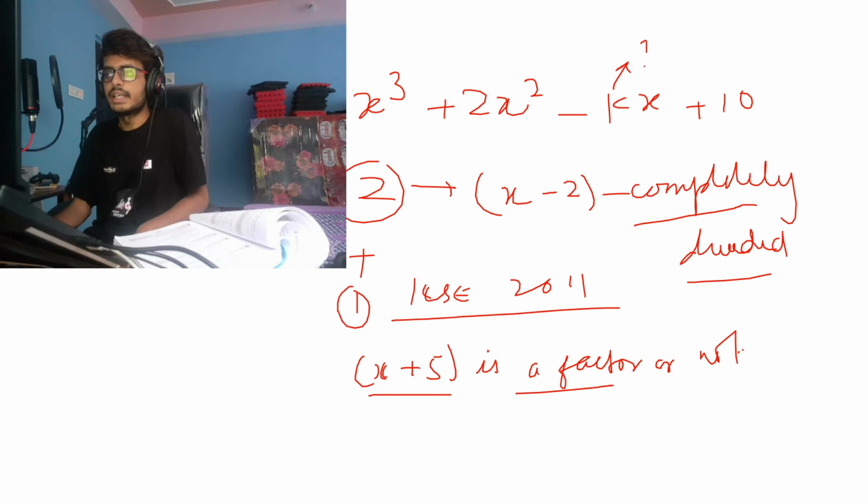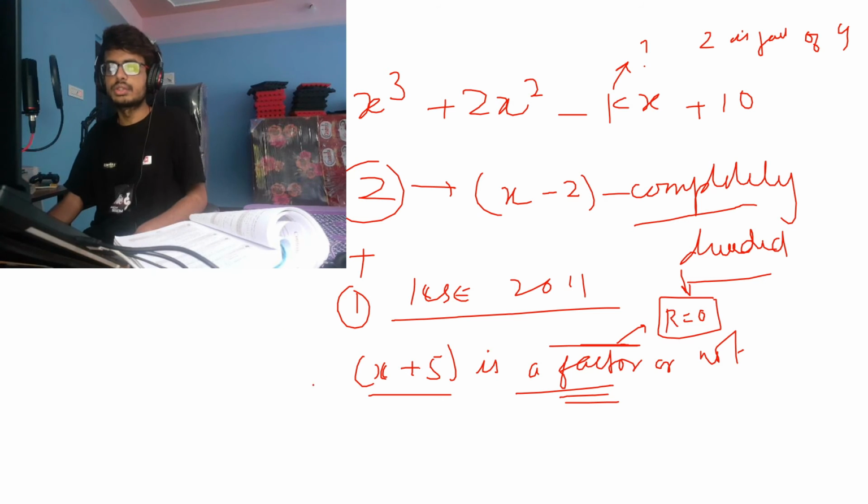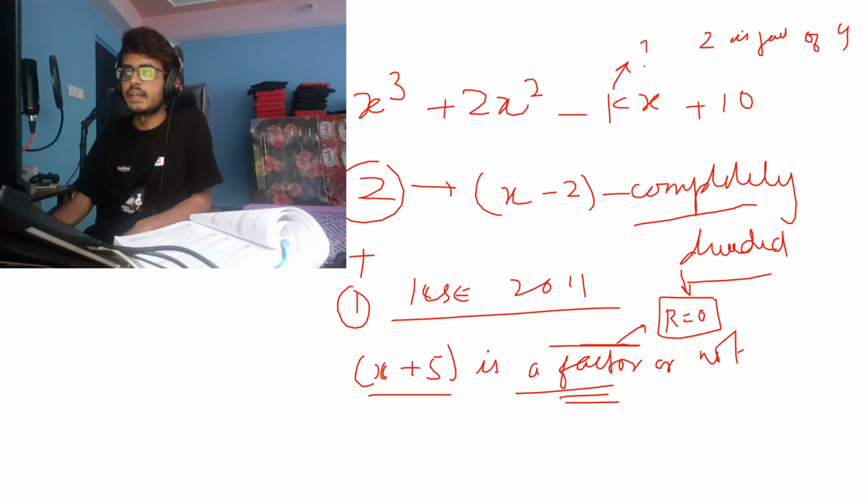So to check whether something is a factor of something, its remainder will be 0. Okay, so 2 is a factor of 4. 2 is a factor of 4 because 2 completely divides 4 two times, right? So if something is a factor, it has to have a remainder of 0. So now your question, the 1 mark part for this question, is check whether x plus 5 is a factor or not.